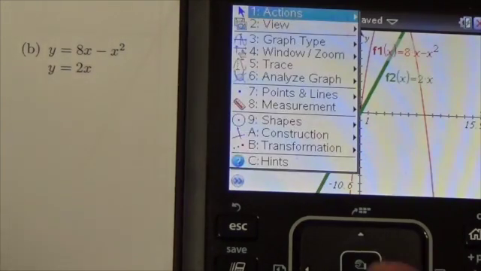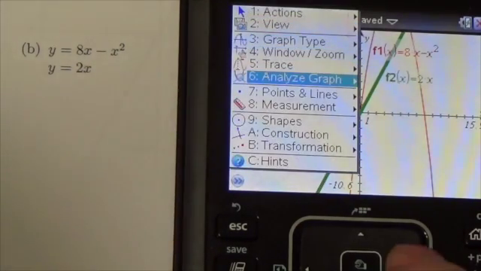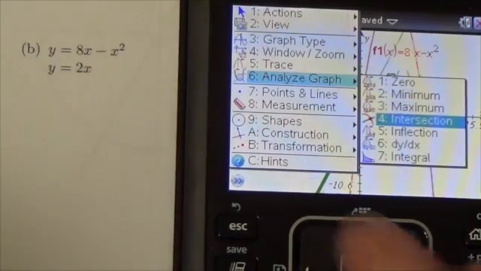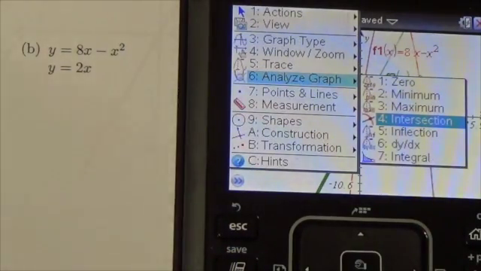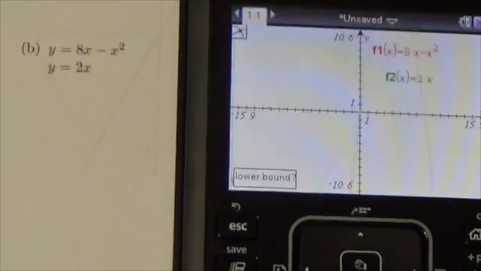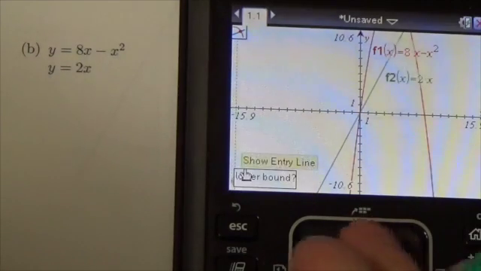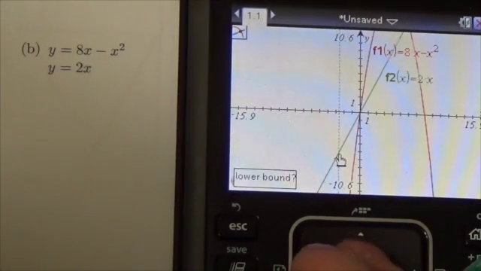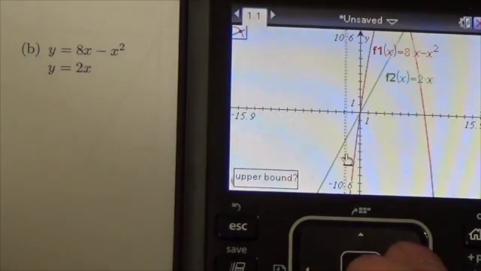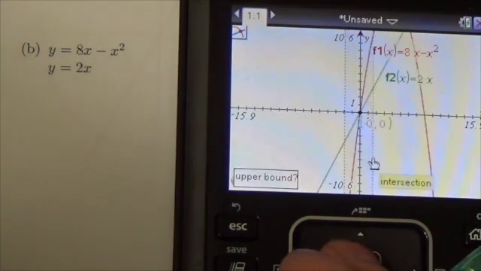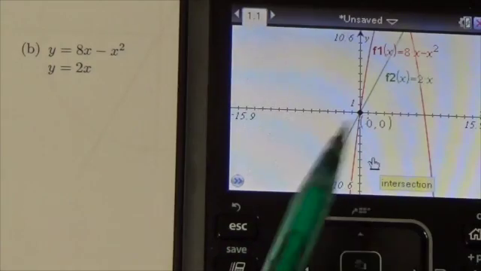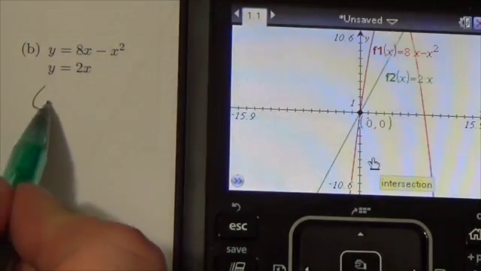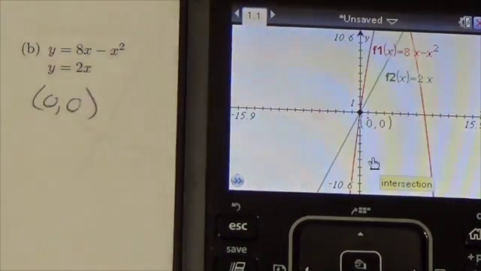But first of all, even though I think that first point of intersection is fairly clear, we're going to go analyze graph intersection. And if you're on the TI-84 or the 83, you're going to use second trace to get into the calc menu. I'm going to move my little hand to the left of that point of intersection and then to the right. Now, again, if you're on the TI-84 83, you just move the cursor close to the point of intersection. Now, in this case here, I'm seeing that it's the point 0, 0.